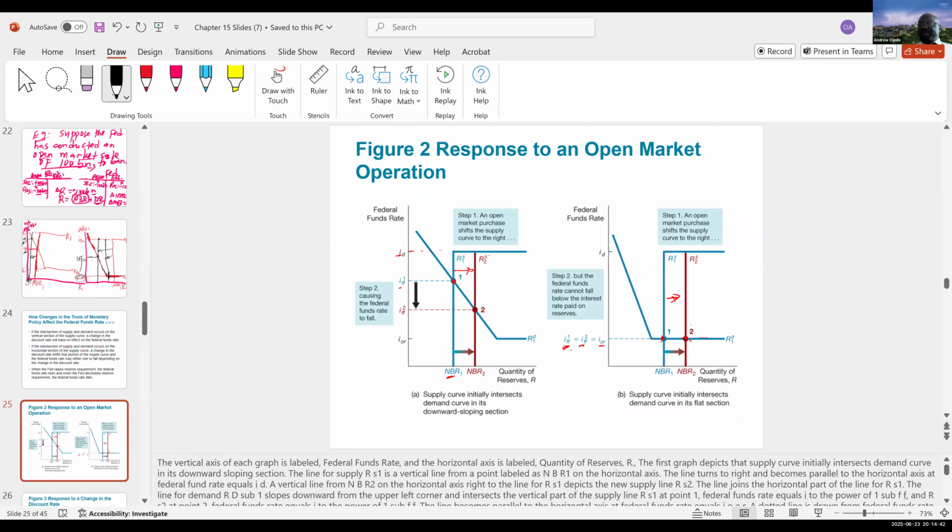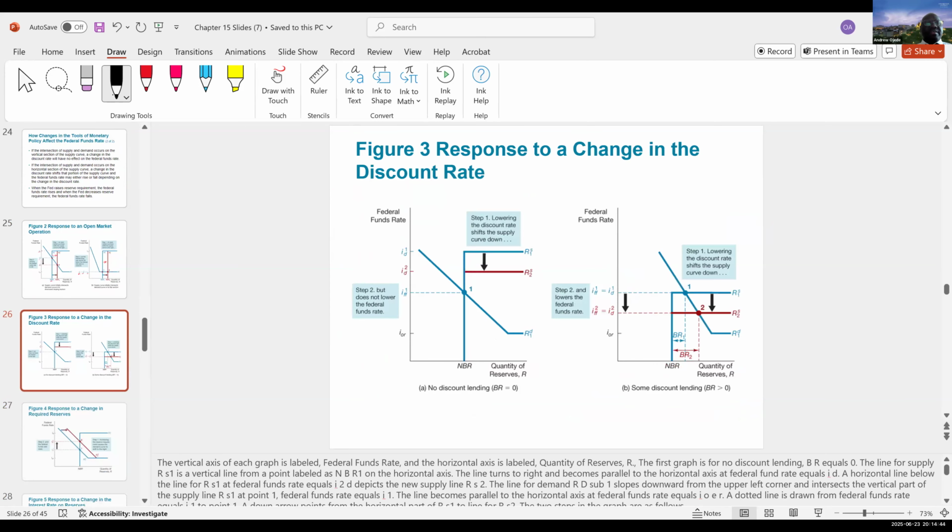Then the other tools of monetary policy. What is the second tool of monetary policy? Is the discount rate. We can also illustrate using this diagram how changes in the discount rate. Okay, so now look, the changes in the discount rate may or may not affect the federal funds rate. It depends on the initial intersection between demand and supply for reserves.